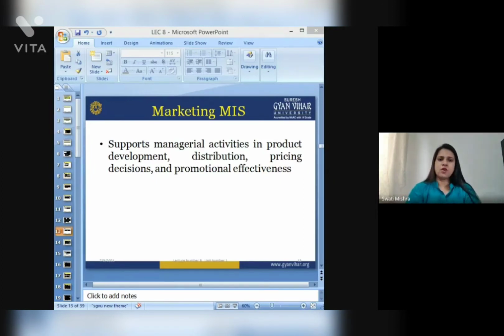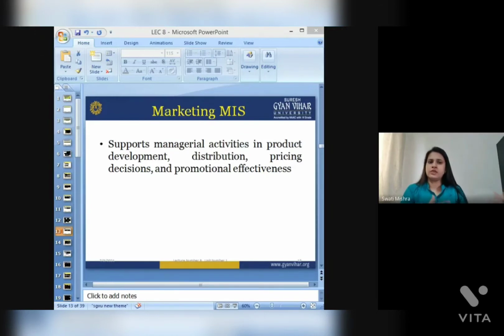So when we talk about this marketing information system, this terminology is basically used to describe any such system which is working in context of the information related to marketing or marketing research, right?